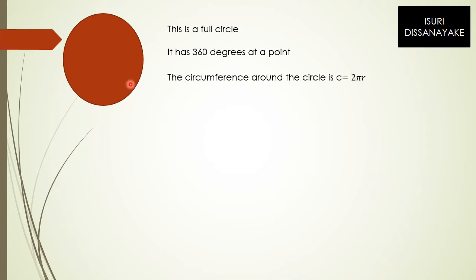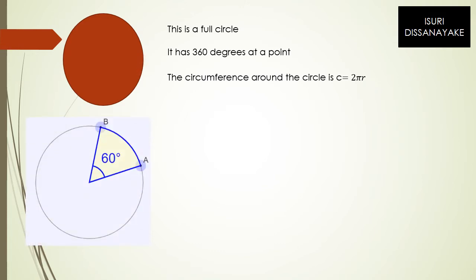This is a circle. You know it has 360 degrees at a point. And if you want to find the length around the circle, we call it the circumference. And we have to use the formula C equals 2 pi r. C equals 2 pi r gives you the length around the circle, which is called the circumference. It is the curve length.